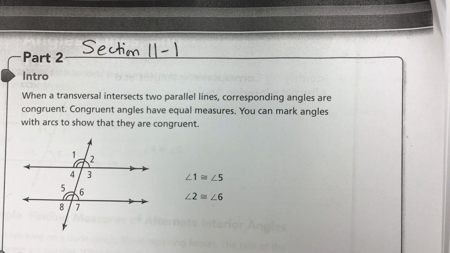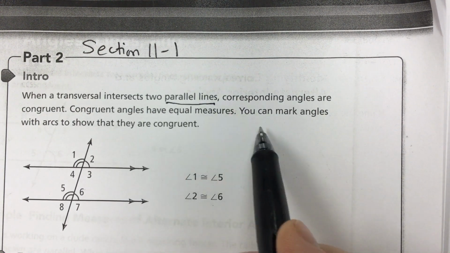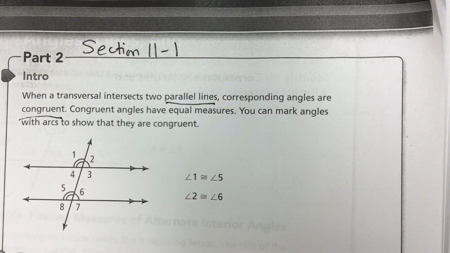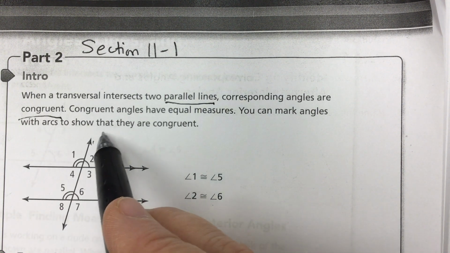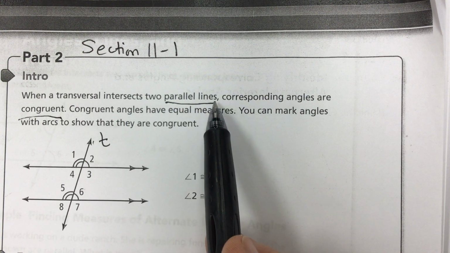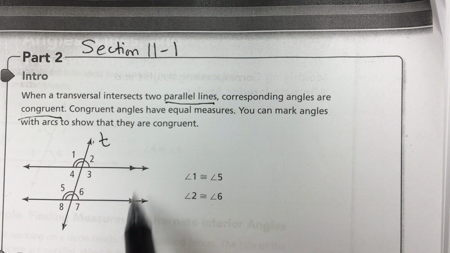Section 11-1, Part 2. When a transversal intersects two parallel lines, corresponding angles are congruent. That's a very important statement. When a transversal, here's my transversal T, intersects two parallel lines, these lines are denoted as parallel because I see little arrows right here and right here. The little arrows mean they're parallel, okay?